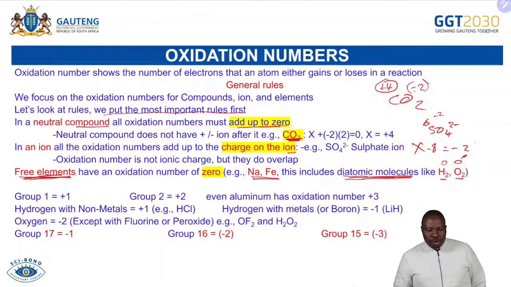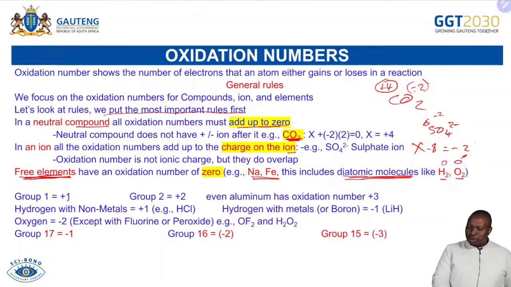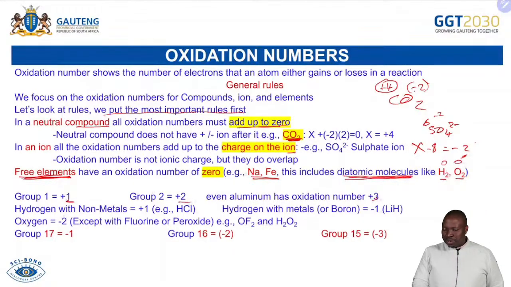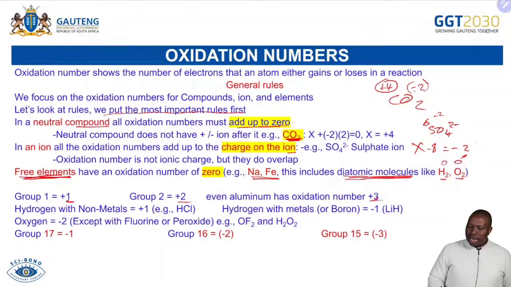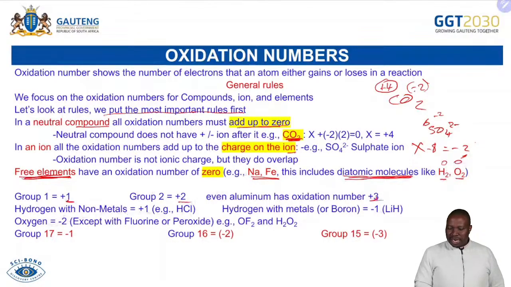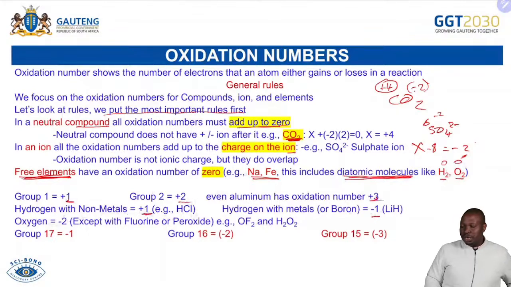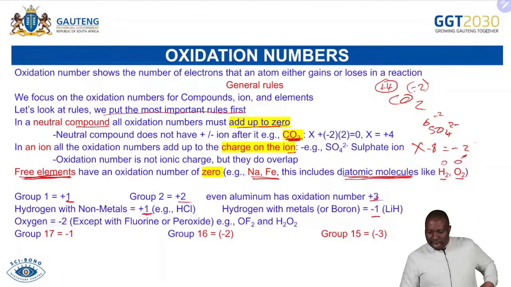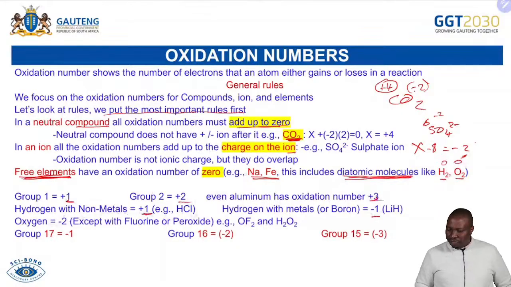And then you are able to know that group 1, we said, is +1, group 2 is +2, group 3 is +3, and then hydrogen with non-metals will be +1. Hydrogen with boron is the only exception there. And when hydrogen is with boron, or when hydrogen is with a metal, then it will take -1.